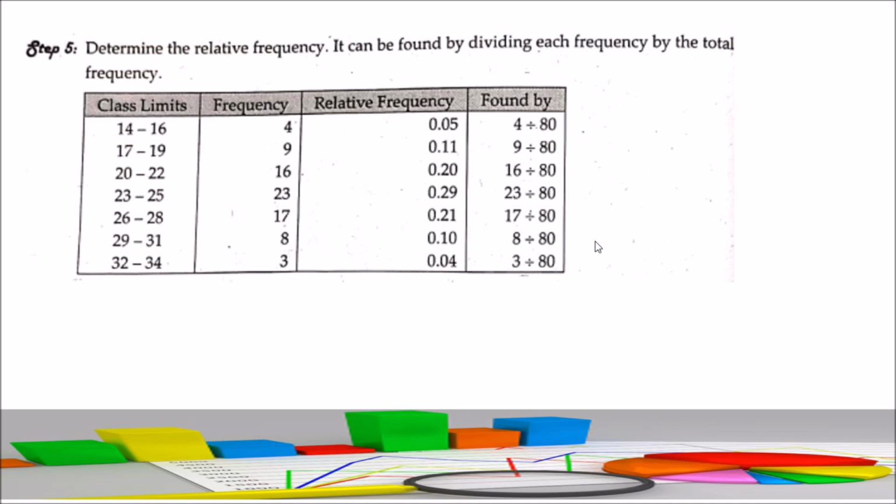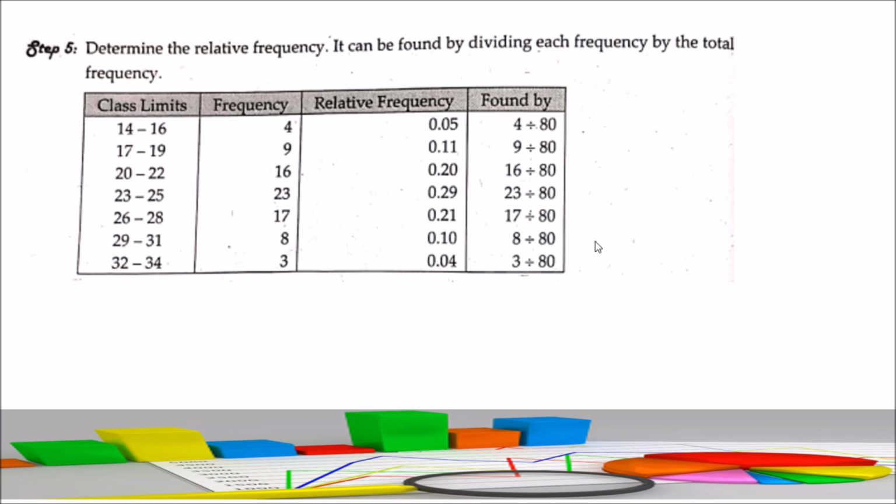9 divided by 80, 0.11. 16 divided by 80, 0.20. That until 3 divided by 80, and that will give us 0.04. If you add the relative frequencies, the sum is equivalent to 1. So to check your answer, get the sum of the relative frequencies, and it must be equal to 1.